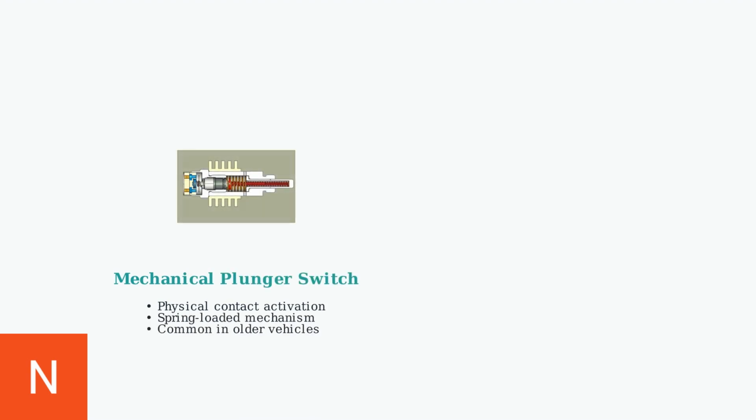There are different types of door switches used in vehicles. Traditional cars use mechanical plunger-type switches, while modern vehicles often use electronic sensors. Mechanical switches use a physical plunger mechanism. When the door closes, it presses the switch down. When opened, the spring pushes the plunger out, completing the circuit.